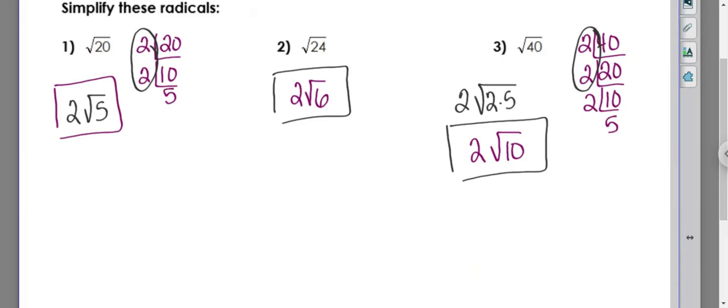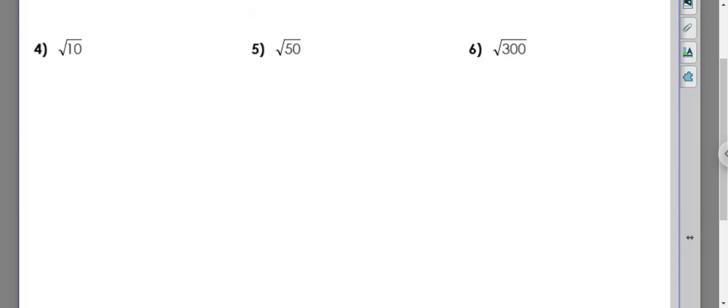Whatever is paired comes out from under the radical. Whatever is left stays under it because it didn't have a pair to bring it out. Square root of 10. There's nothing there. It's the square root of 10. It's 2 times 5. There's no pairs of numbers at all.